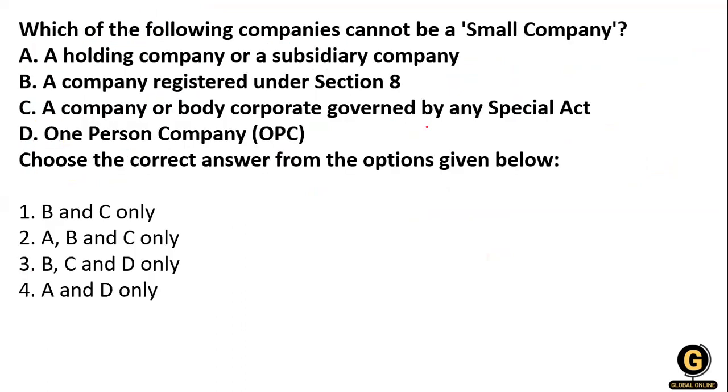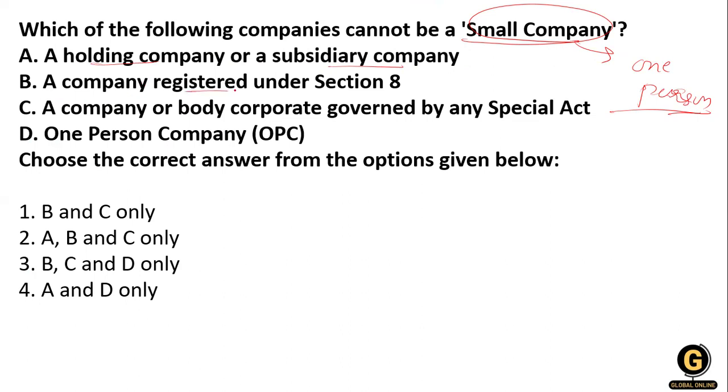Okay. Now, which one of the following companies cannot be a small company? A holding company, a subsidiary company. What about a small company? A small company has only one person. In simple words, one person. This is a small company. Holding company and subsidiary company are big companies.